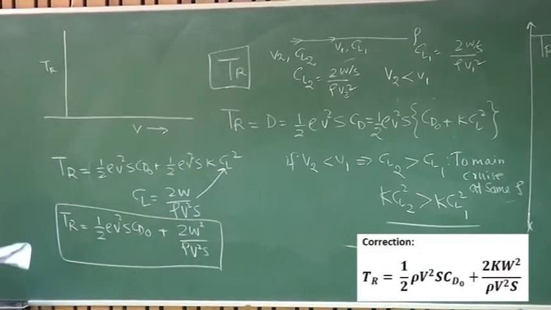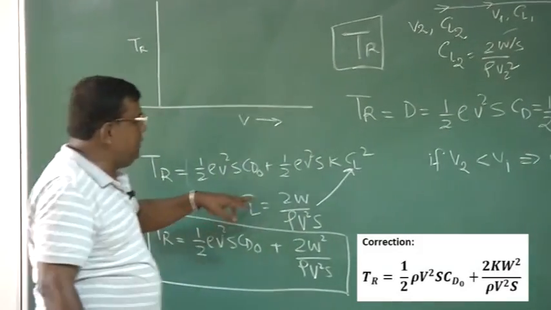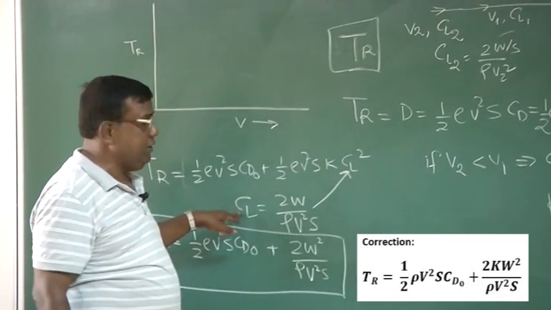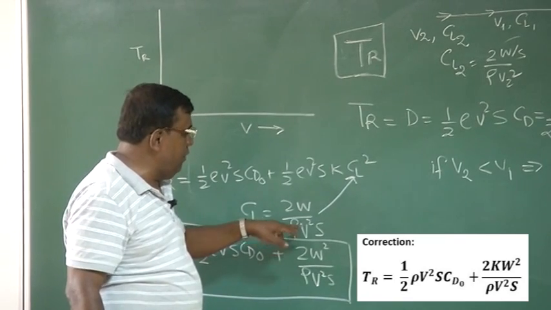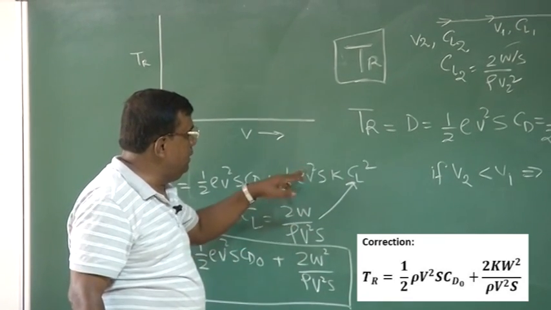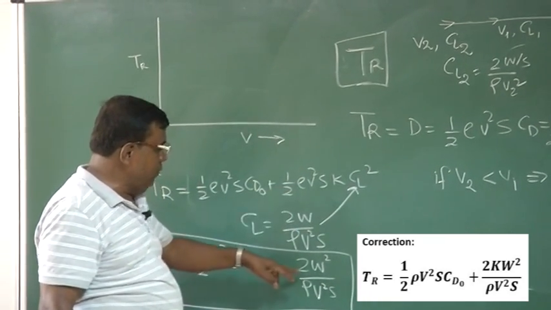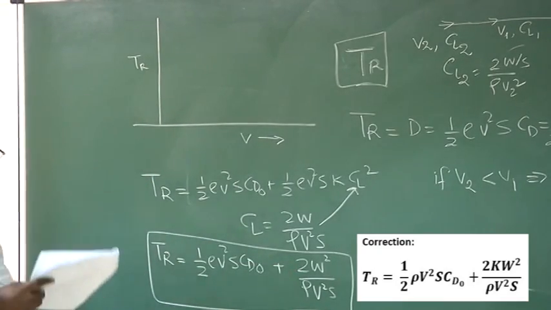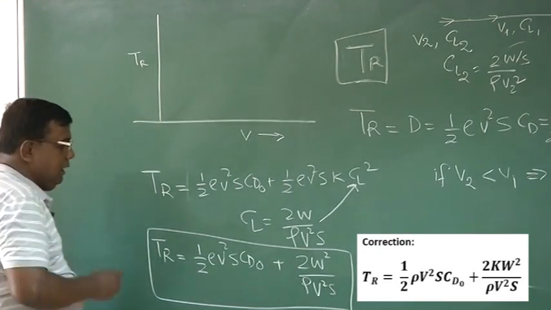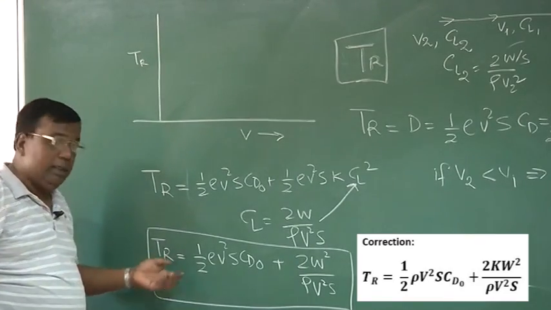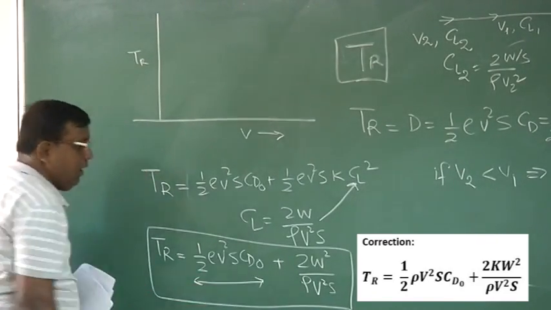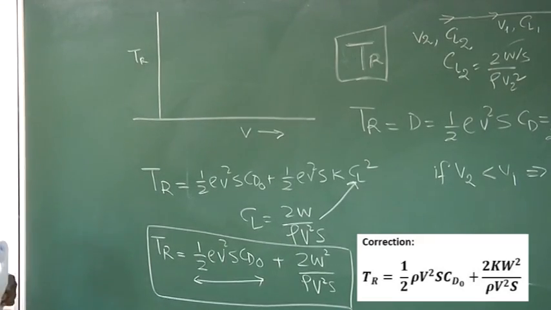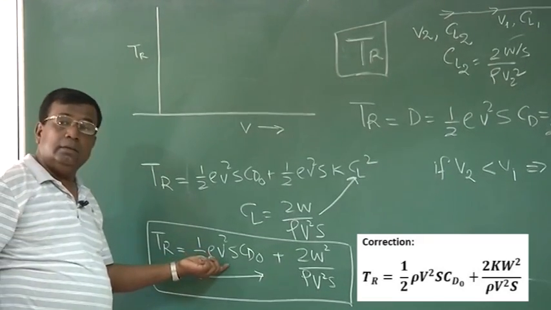This is clear? How will you get this? I am substituting CL here by this expression. So CL square will be 4W square rho square V to the power 4 S square, and this will get cancelled from here. So we will get 2W square by rho V square S. Now you could say explicitly, as I am increasing the speed, this thrust required, which is basically the drag, goes on increasing with V.